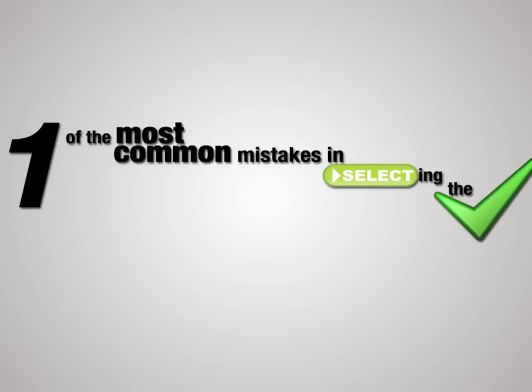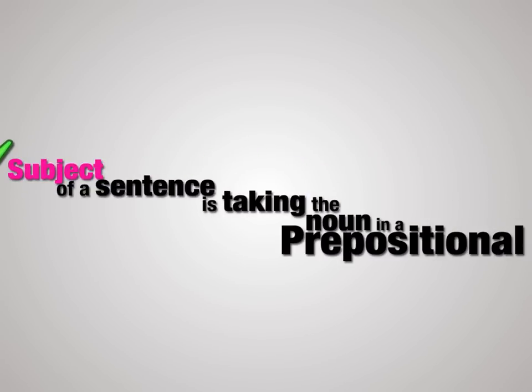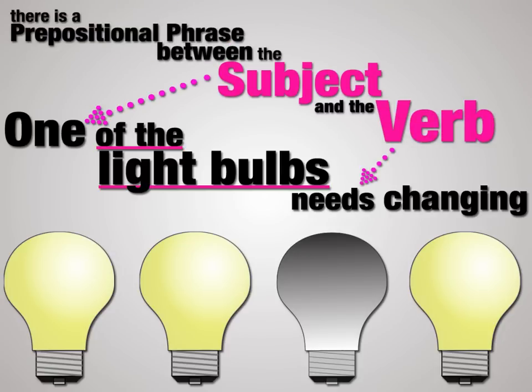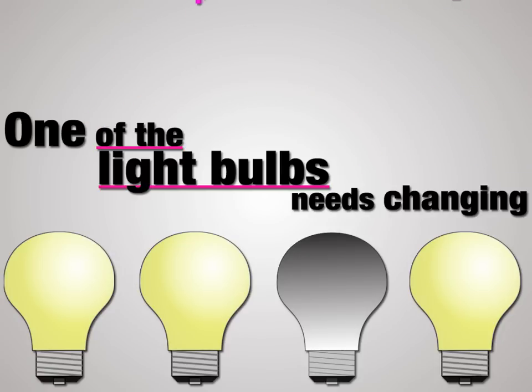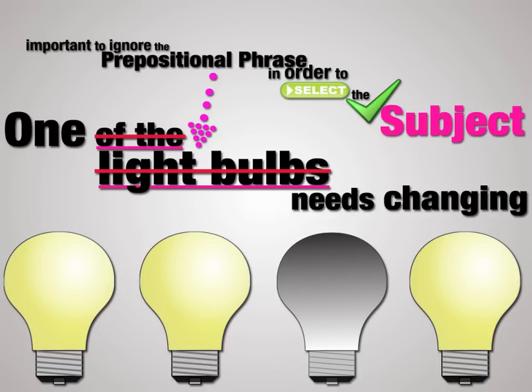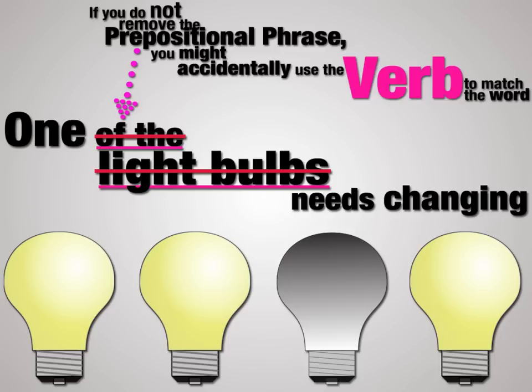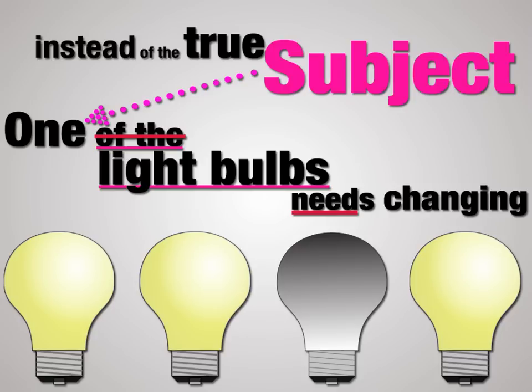One of the most common mistakes in selecting the correct subject of a sentence is taking the noun in a prepositional phrase as the subject. One of the light bulbs needs changing. In this example, there is a prepositional phrase between the subject and the verb. It is important to ignore the prepositional phrase in order to select the correct subject. If you do not remove the prepositional phrase of the light bulbs, you might accidentally use the verb need to match the word light bulbs, instead of the true subject, which is one.